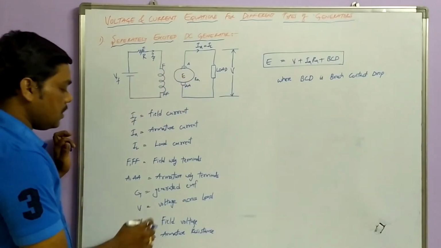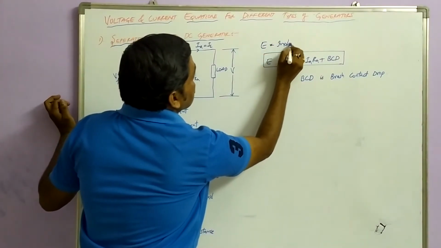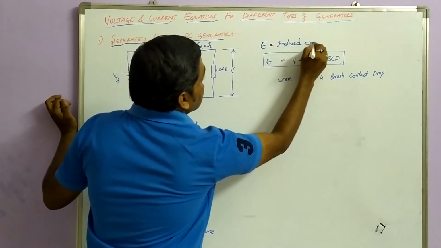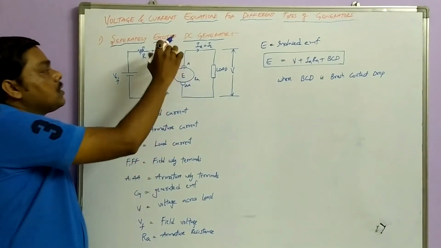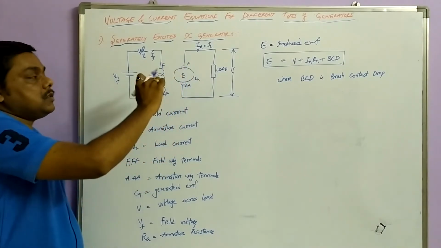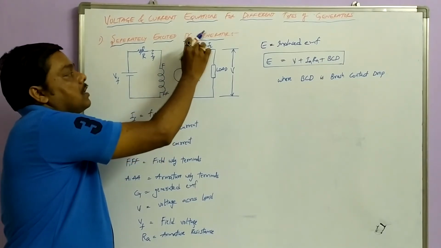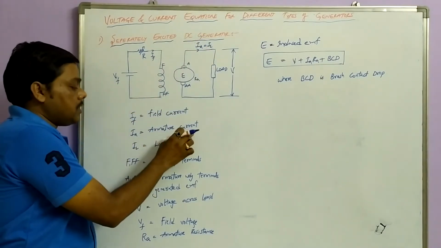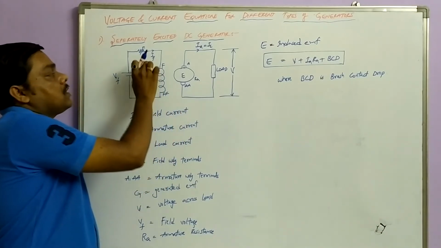So what is meant by E? E is nothing but the induced EMF in this particular armature. Over this armature we have two carbon brushes. IA stands for armature current, IL stands for load current, and IF stands for field current.